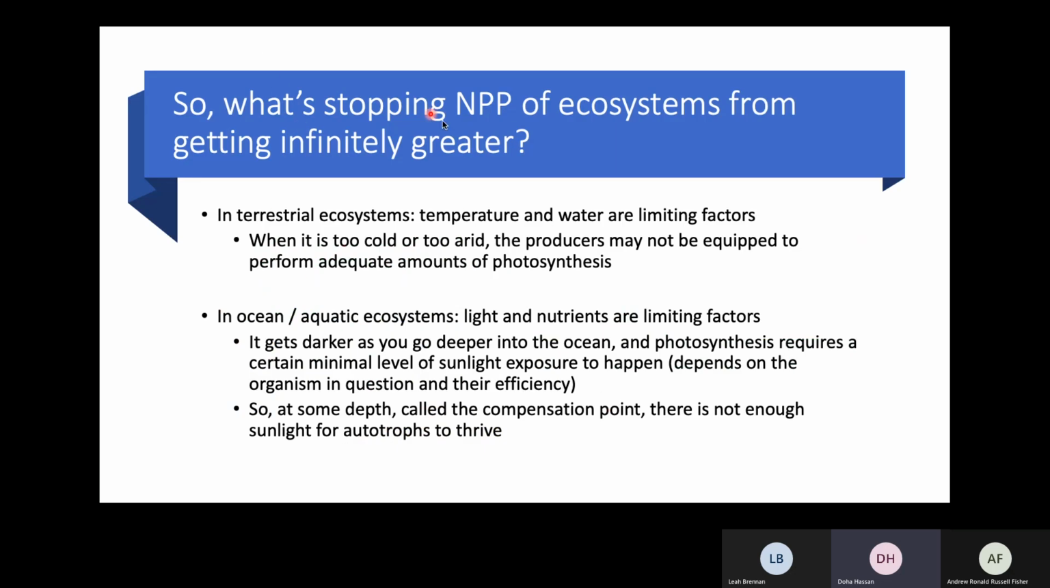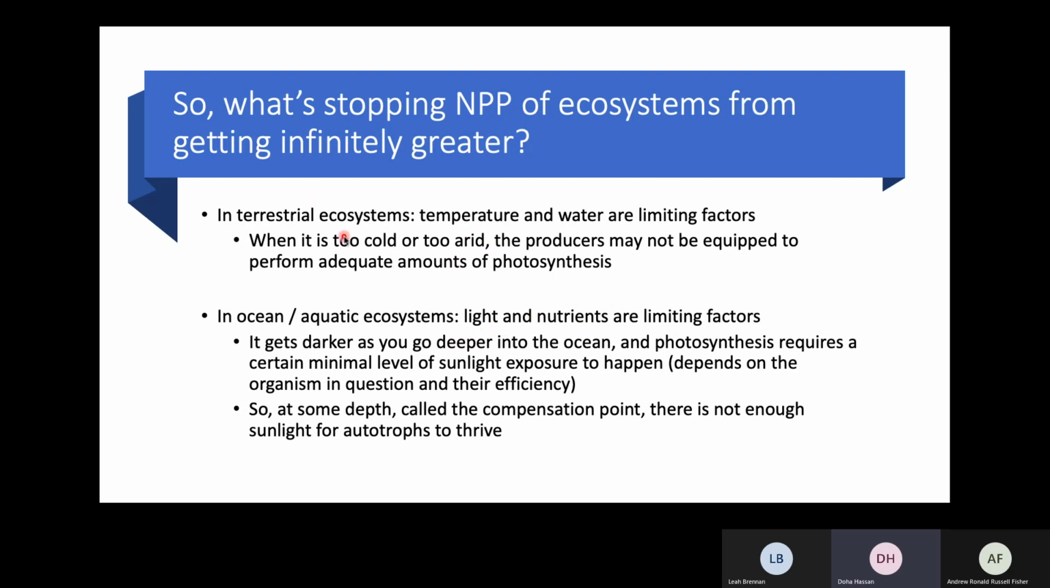So what's stopping the net primary production of an ecosystem from getting infinitely greater? What's the problem? What's stopping it from just getting higher and higher and higher? Is there something that's limiting it? The answer is of course yes. In terrestrial or land ecosystems, the limiting factors are temperature and water. Whereas in the ocean or aquatic ecosystems, obviously access to water is not a problem and temperature is typically not a problem, but the limiting factors would be the light that's available and the nutrients that are available.